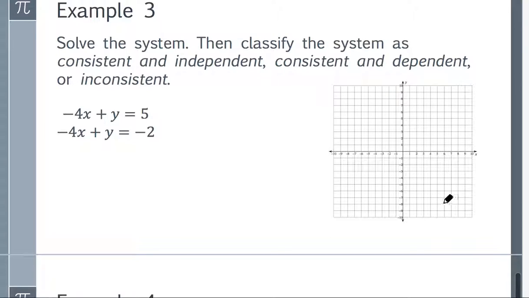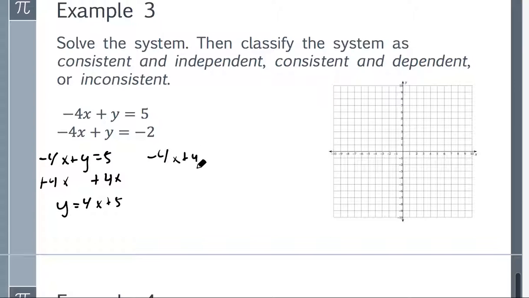So now we're going to solve the system and classify it as consistent and independent, consistent and dependent, or inconsistent. So again, let's take a look at both equations. Here's the first one. We have negative 4x plus y equals 5. If I add 4x to both sides, I get y equals 4x plus 5. In the next equation, I have negative 4x plus y equals negative 2. And if I add 4x to both sides, I get y equals 4x minus 2.